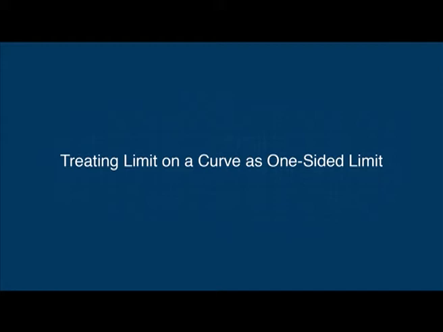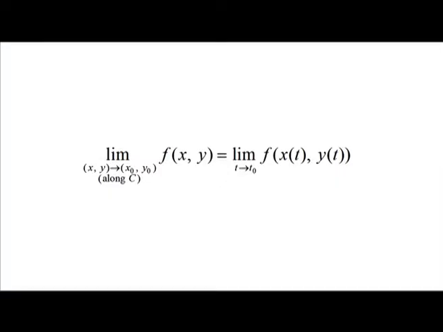Treating limit on a curve as one-sided limit. We remark that while using the formula for the limit as (x,y) approaches (x₀,y₀) along the curve C of the function f(x,y) equal to the limit as t approaches t₀ of f(x(t), y(t)), if (x₀,y₀) is an end point of the curve C, then the limit of the function of t on the right hand side must be treated as a one-sided limit. Limit of a function of two variables.